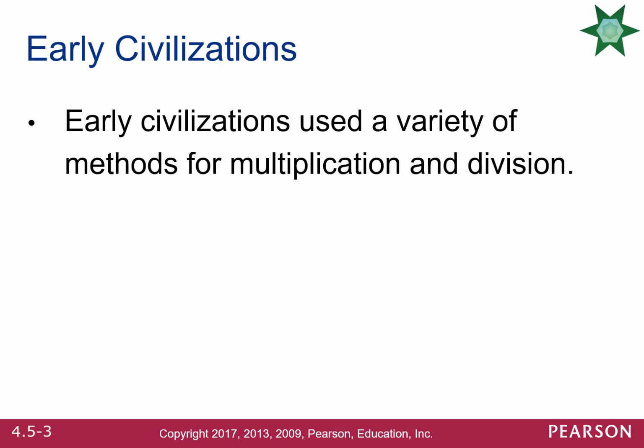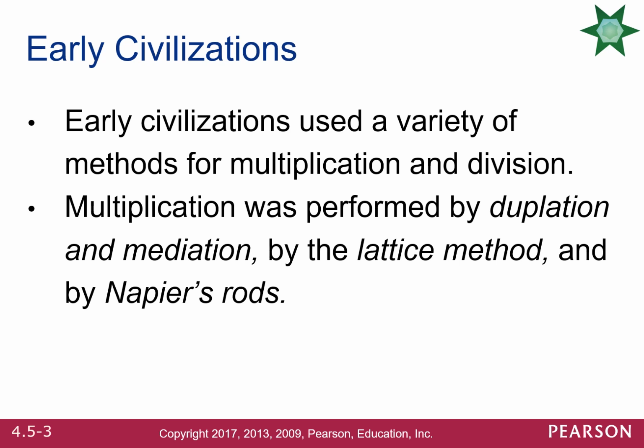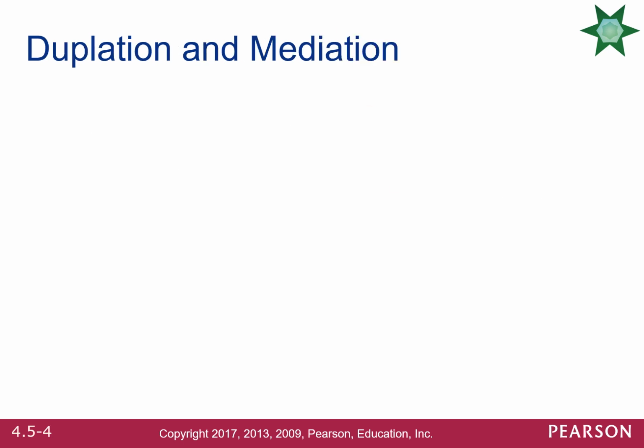Again, the techniques that we will learn in this section are methods of multiplication used by the early civilizations, and the multiplication was performed by a method called duplicity and mediation. Duplicity implies doubling a value, and mediation implies halving a value. All right. And then there is the lattice method, which is also a very interesting method. And Napier's rods method is actually very similar to the lattice method. So we will start with the duplicity and mediation method.